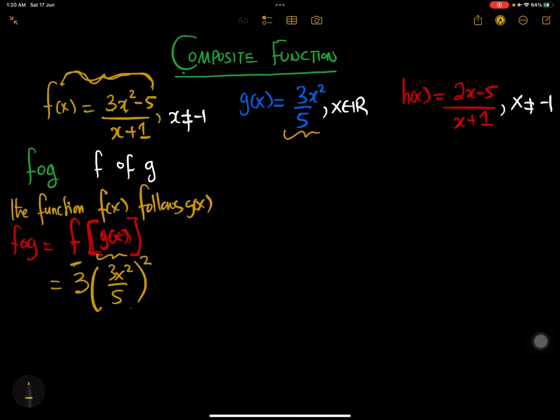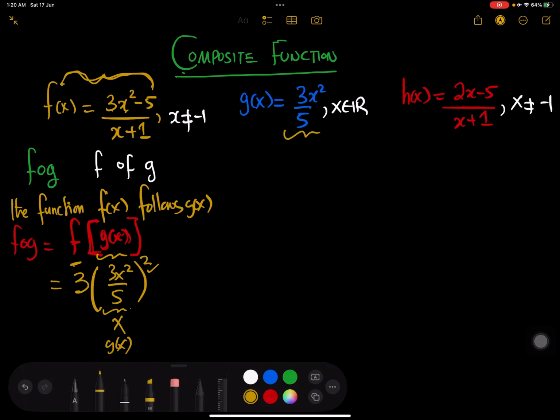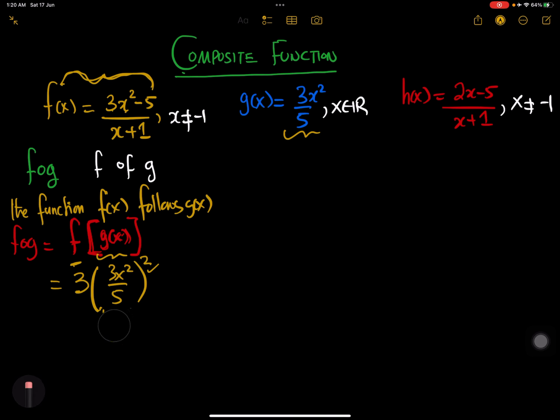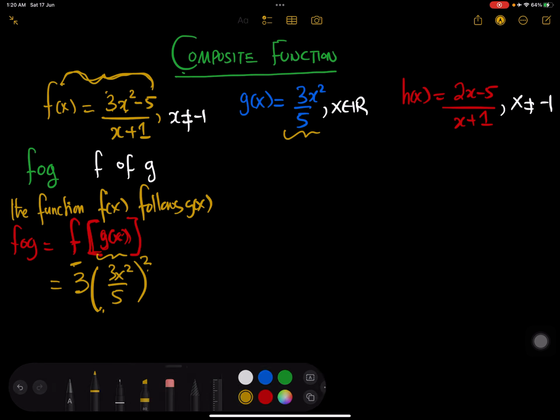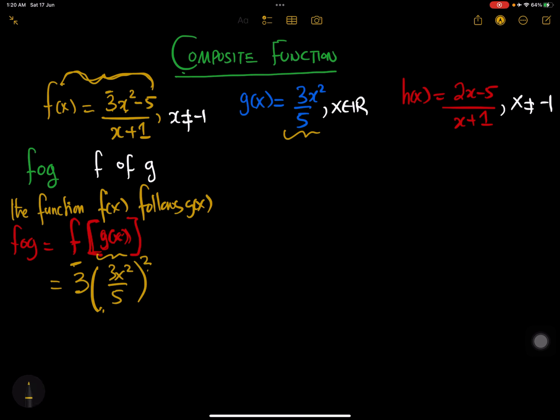So this is x, basically this is our x squared, and the x is g of x. I hope this clarifies. So the whole goal is to write f of x. But in the process of writing f of x, we started with 3 here, and then the x there is our g of x. So we've done that and we've squared it.